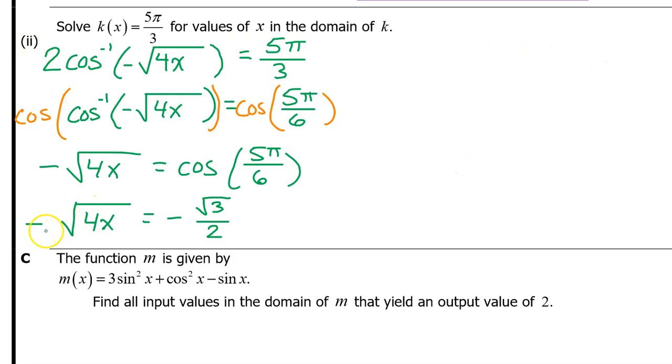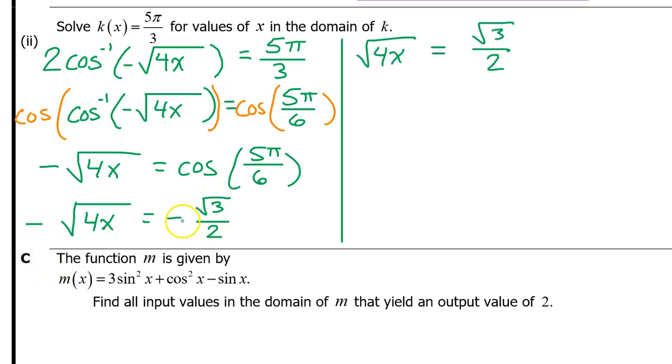Now we have negative radical 4x is equal to negative radical 3 over 2. Dividing both sides by negative 1 gives us radical 4x equals radical 3 over 2. Squaring both sides of the equation will get rid of the radical on the left. On the right-hand side, we square the numerator and the denominator separately. Squaring radical 3 leaves us with 3, and squaring 2 gives us 4. Finally, we will divide both sides of the equation by 4.